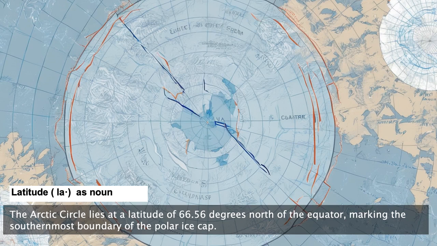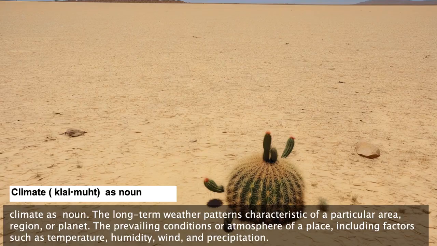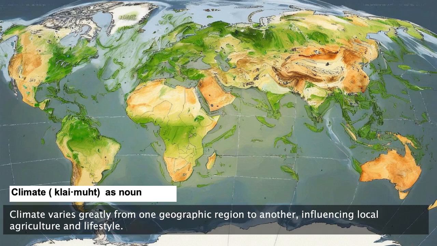The Arctic Circle lies at a latitude of 66.56 degrees north of the equator, marking the southernmost boundary of the polar ice cap. Climate, noun. The long-term weather patterns characteristic of a particular area, region, or planet. The prevailing conditions or atmosphere of a place, including factors such as temperature, humidity, wind, and precipitation. Climate varies greatly from one geographic region to another, influencing local agriculture and lifestyle.